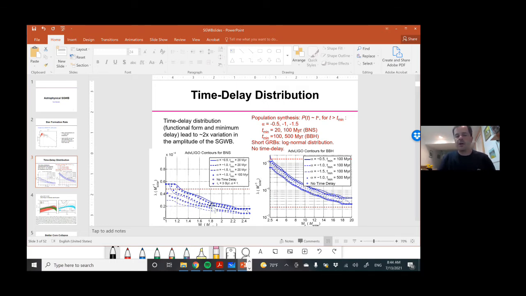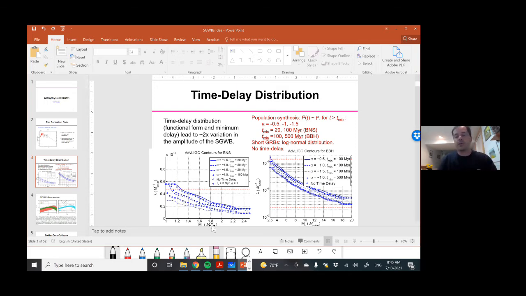And what you see here are, depending on what we choose for the model, which values of alpha or T min we choose, different choices. This is for advanced LIGO, with the binary neutron stars on the left and binary black holes on the right. What you see is that changing the time delay distribution model doesn't make a huge difference. It's of the order of a factor of 2 in terms of what we can say about various parameters of the model, like chirp mass or this factor of lambda, the rate of the binaries and so on.